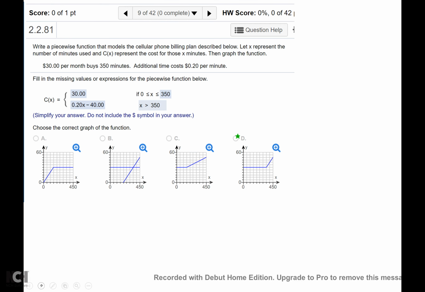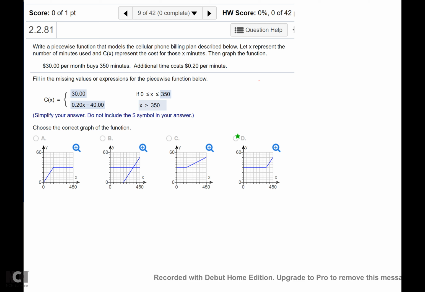Alright, so this one says we have to write a piecewise function that models the cellular phone billing plan described below. Let x represent the number of minutes used and c of x represent the cost of those x minutes, then graph the function. So you get charged $30 a month, that buys you 350 minutes. After that, it's going to cost you an extra 20 cents a minute.